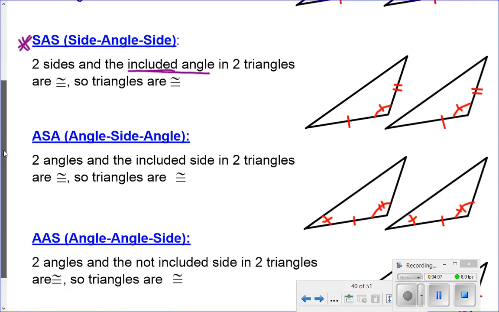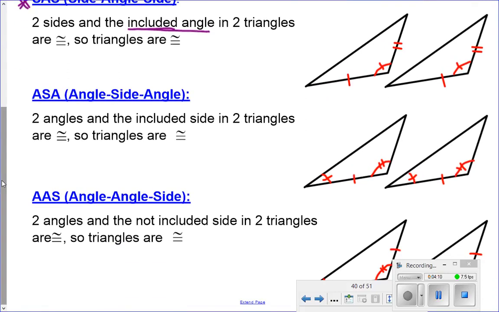Okay, the next way of proving triangles congruent using 3 pieces of information is angle, side, angle. And again, the order matters. The angle is written first, then side, then angle, meaning, if I'm looking at my diagram, the side is in between the 2 angles that are marked congruent. And again, that has to be true in both triangles. The side is in between the 2 angles. And if those corresponding parts are congruent, then the triangles are congruent.